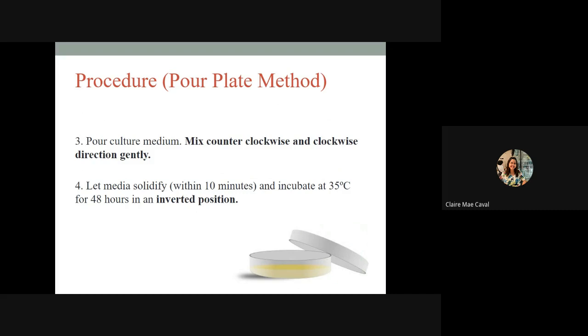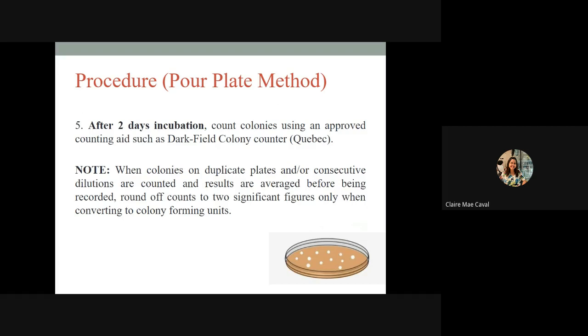inverted position. After 2 days incubation, you count the colonies using an approved counting aid such as your dark field colony counter or your Quebec colony counter. Note that when colonies on duplicate plates and/or consecutive dilutions are counted, results are averaged before being recorded. So dalawang plates ginagamit, you get the average. Then you round off the counts to two significant figures only when converting to colony forming units. So again, class, i-round off yung counts to two significant figures when converting to colony forming units.